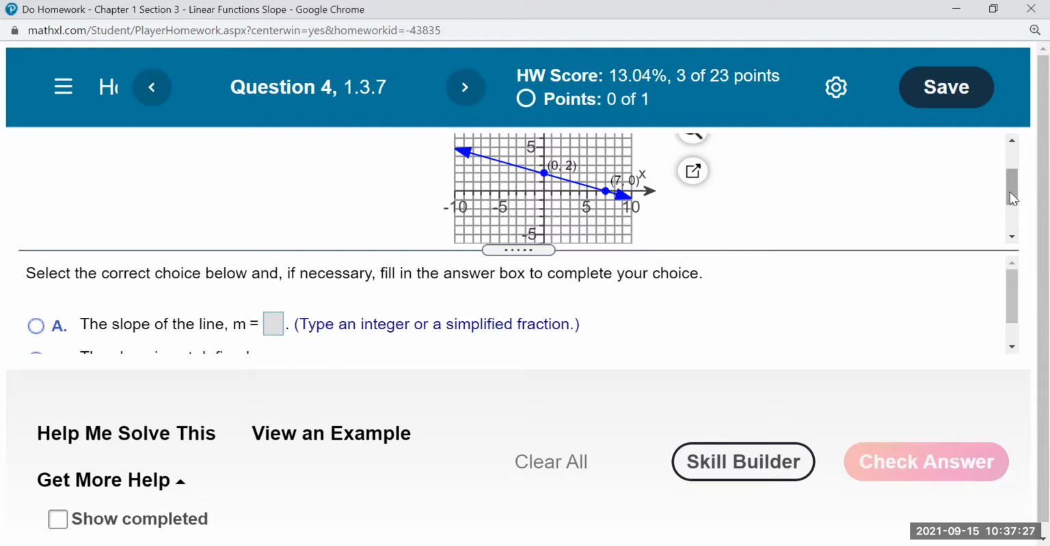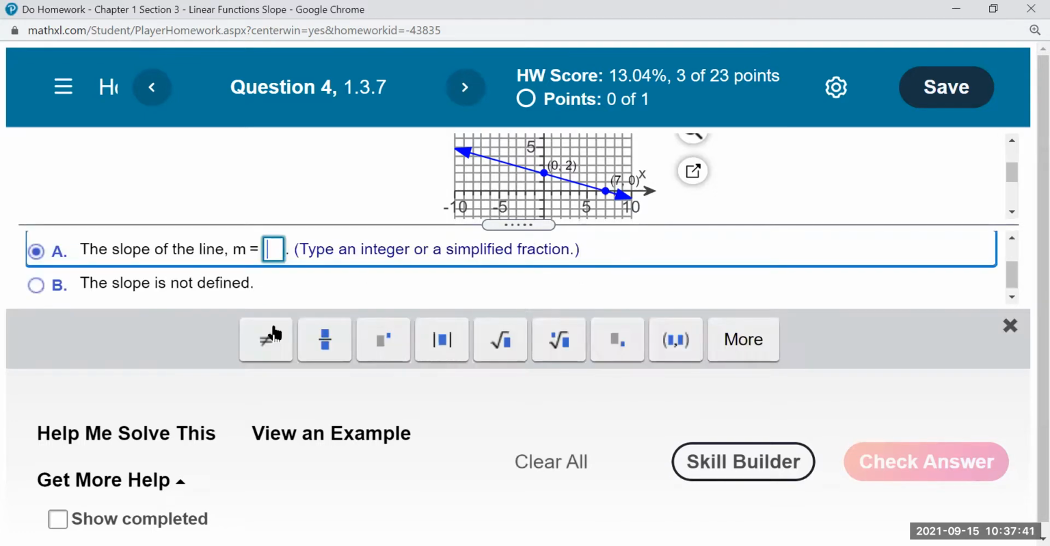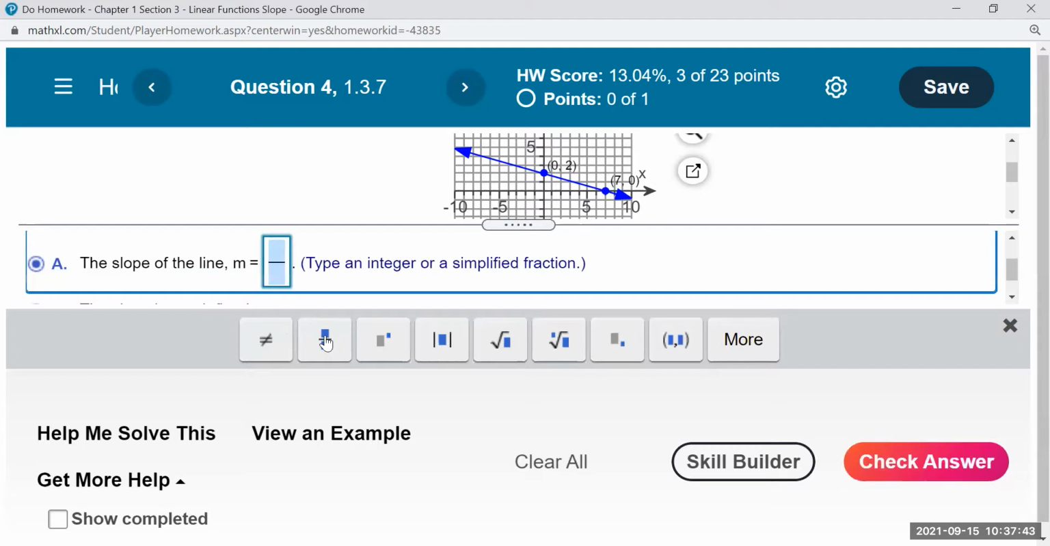So what's the slope of this one? Is it positive or negative? It's negative because it's going down. We go how far down? 2 and over. So the slope is -2 over 7.